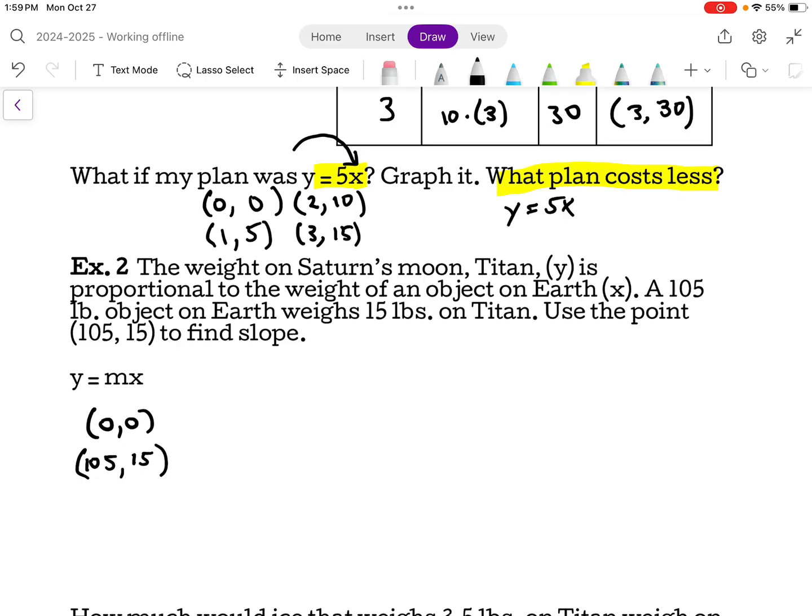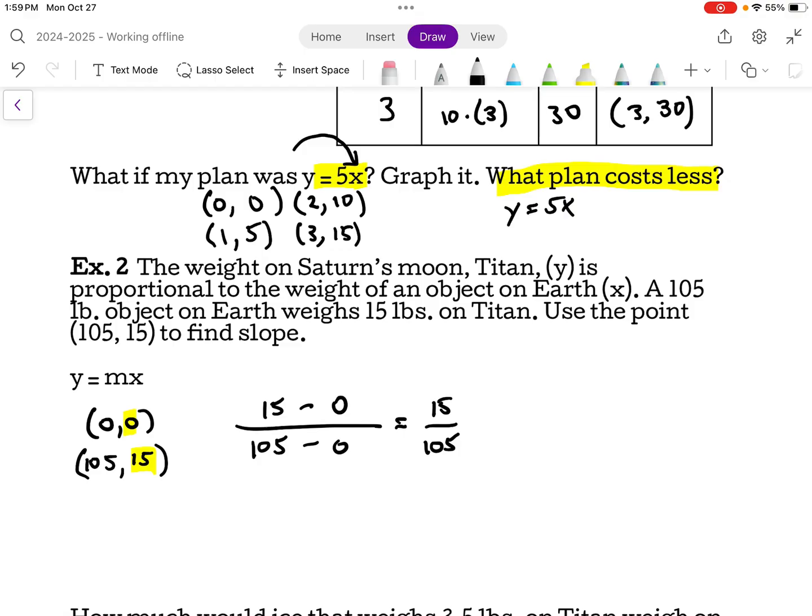And if that's the case, and I have 2 points, I can always find the slope of those 2 points by subtracting the y's on top and the x's on bottom. So the top would be, I'm just going to take my y values, which would be 15 and 0. I'll highlight those. That's where I get the 15 and 0. Those are the y values. And then the x values are the ones that go with it. So 105 and 0. So 15 minus 0 is 15. 105 minus 0 is 105.